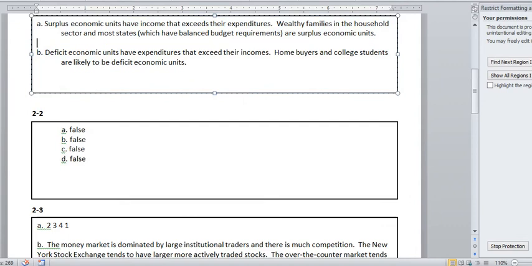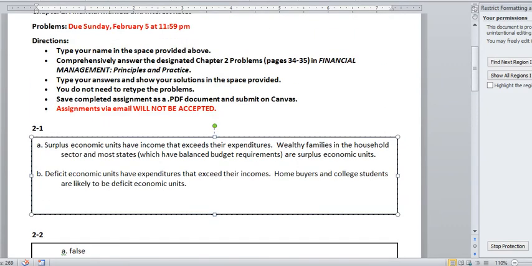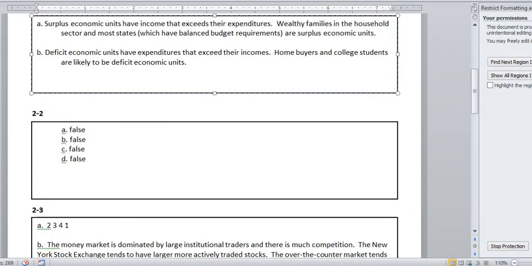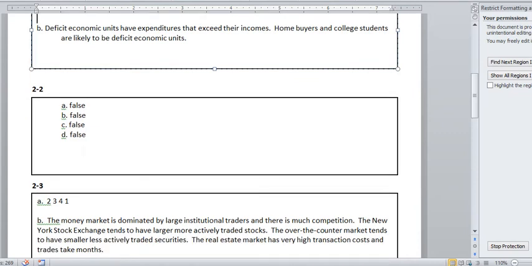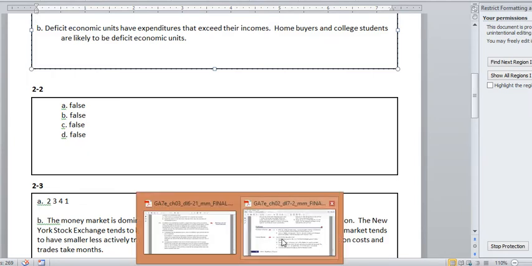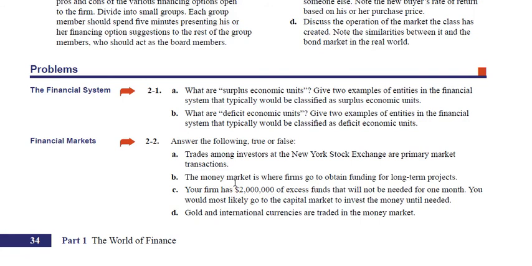Question 2.2. Now, I just want to remind everyone that, as I have in the directions up here, you do not need to retype the problems. You just need to put the answers in here. So for question 2-2, it's just simply true or false. And all four of these are false. So what are they? Let's just jump back over here to 2.